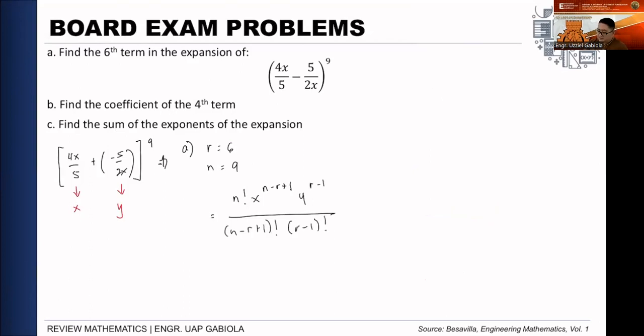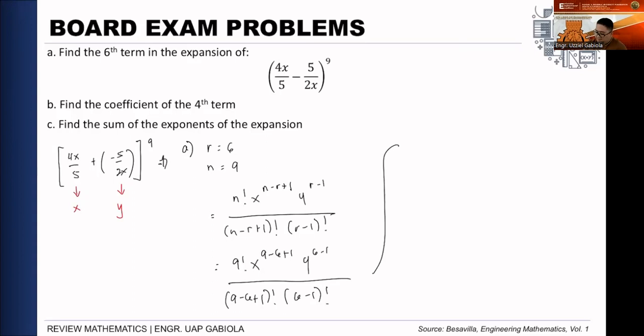Okay? So, just substitute the values. So, 9 factorial times x^(9-6+1), y^(6-1), all over (9-6+1) factorial and (6-1) factorial. Simplified. We can put it on the side.